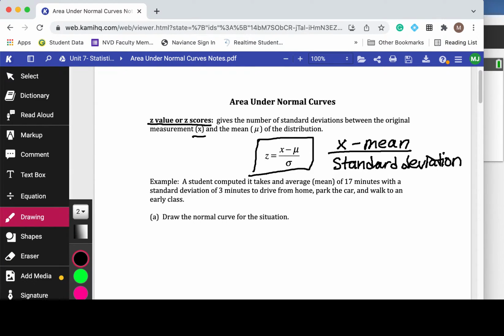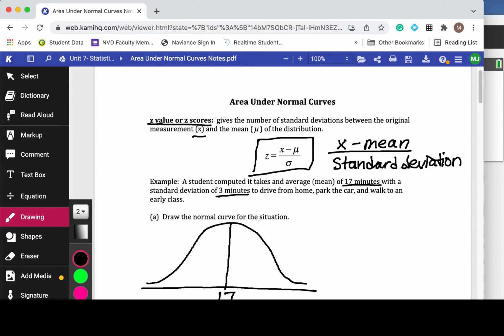Okay, so first thing we're going to do is draw a nice normal curve for this. Do the best you can sketching that in. I'm going to put the mean in the middle, which is 17 for this scenario. So it takes an average of 17 minutes with a standard deviation of 3 minutes to drive from home, park the car, and walk to an early class. So 17, we're going to add 3 going to the right, will be 20, 23, and 26. And then we're going to subtract 3 going to the left. We're going to do that for the 3 standard deviations.